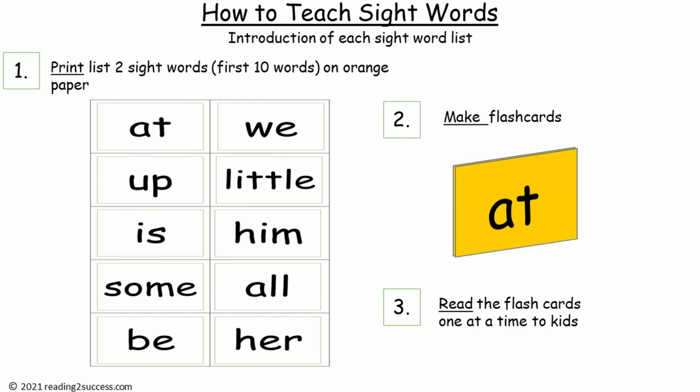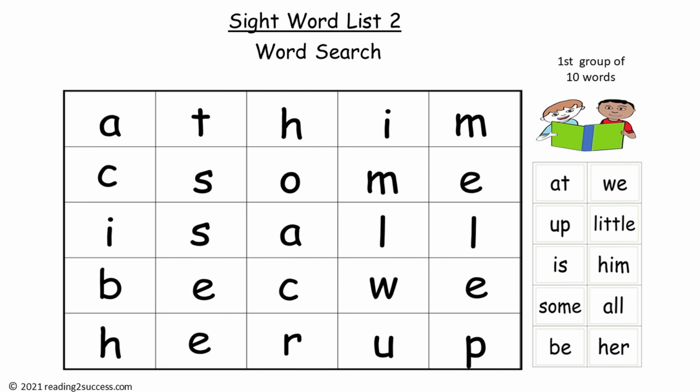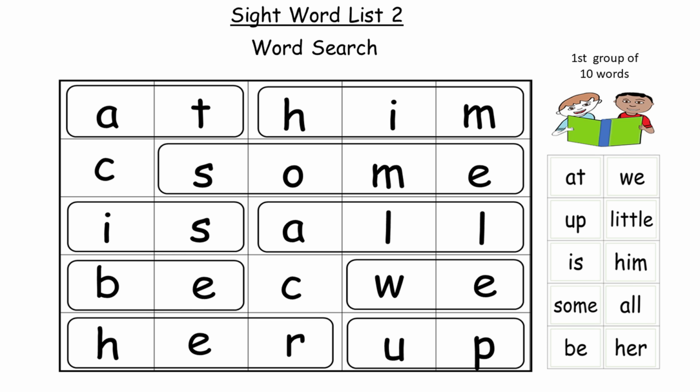Print list 2 sight words, first 10 words, on orange paper, make flashcards, and read the flashcards one at a time to kids. This is a template for the flashcards. Now have kids complete the word search for sight word list number 2, the first group of 10. Remind kids not all words will be included in the word search. This is a completed example.